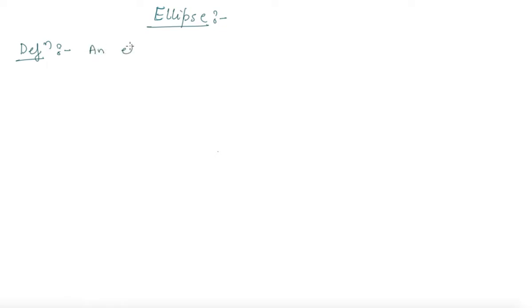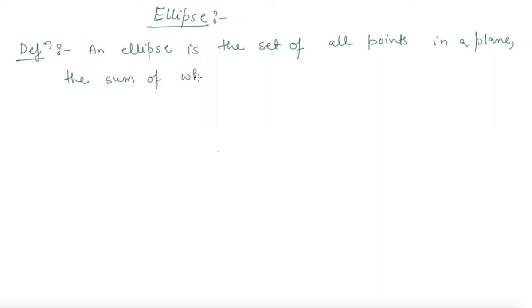An ellipse is the set of points in a plane, the sum of whose distances from two fixed points in the plane is constant.